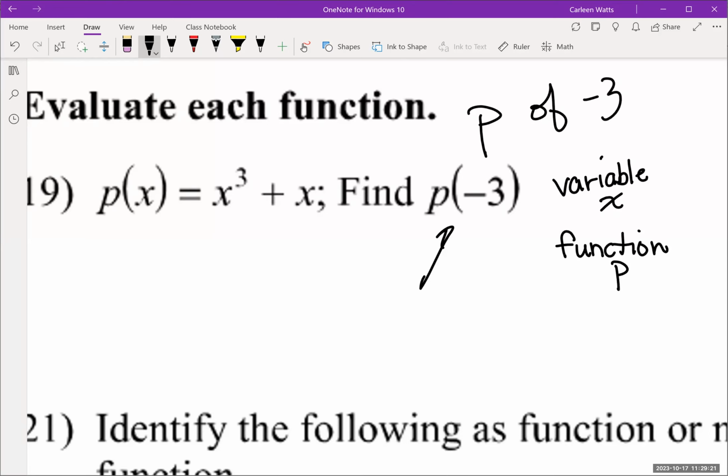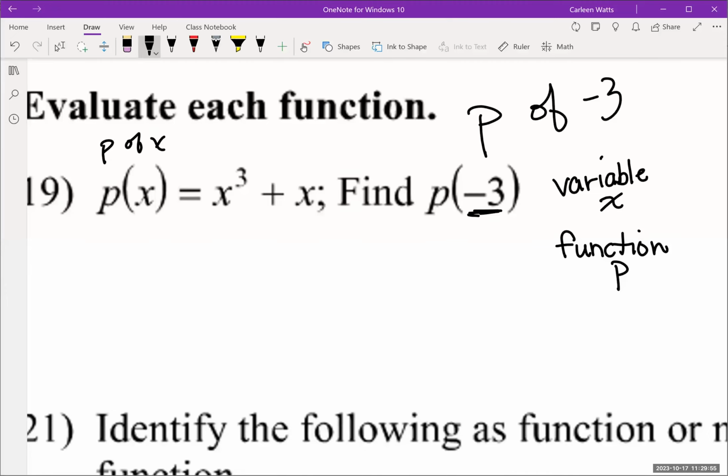P. So instead of y equals, okay, so in the past, you just saw y equals, right? So it's the same math, it's different notation. Now we're going to say P of x equals. So P is not a variable. X is the only variable. Okay, so what that means is P of -3.